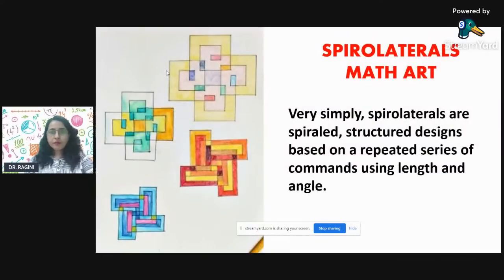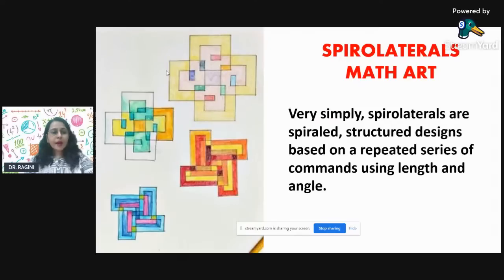Moving to the next one, spirolaterals math art. This is something different, maybe new for a few of you. What is a spirolateral? Very simple. Spirolaterals, as the name says, are something related to a spiral. A structure design based on a repeated series of commands using length and angle. So till now we have done everything like angles, angles, angles. But now moving further, what could be more?